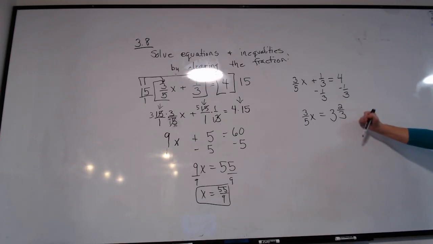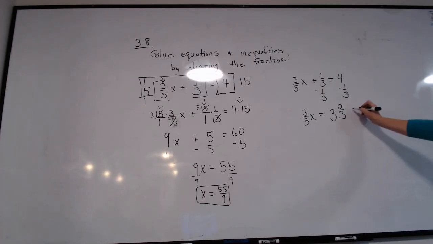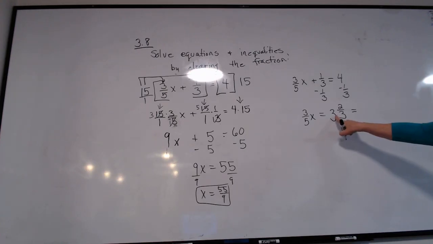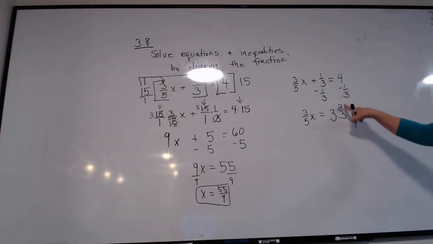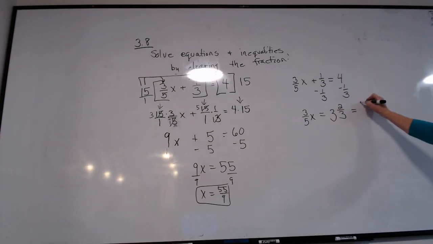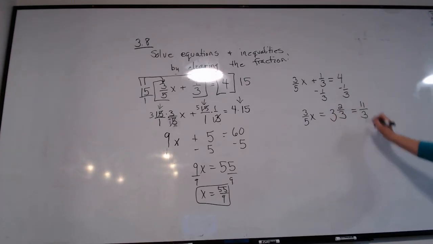How did you do it? I made a common denominator. Yeah, and what did you get when you did that? I got 12 over 3 minus 1, so then I got 11 over 3. Okay, let's see if we get that same thing. 3 times 3 is 9 plus 2 is 11 over 3. So yes, we do get it the same.